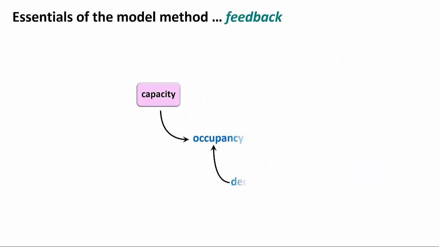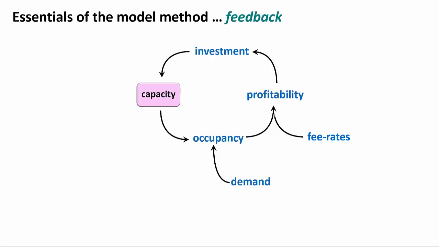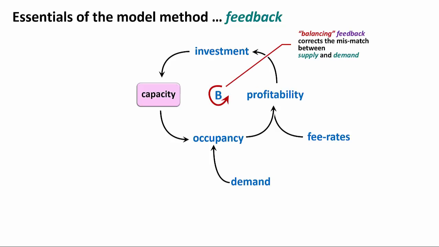The essential structure of the model is quite important because it features feedback effects that make a big difference to what happens in practice. What's going on in the model at a high level is that we're comparing capacity with demand, and that tells us what occupancy is going to be. If occupancy and fee rates lead to good profitability, then that profitability leads to investment and a change in capacity. If profitability is too low, then you get disinvestment and a fall in capacity. Now that's what's called a balancing feedback mechanism, and what that does is it corrects any mismatch between supply and demand in this particular market.